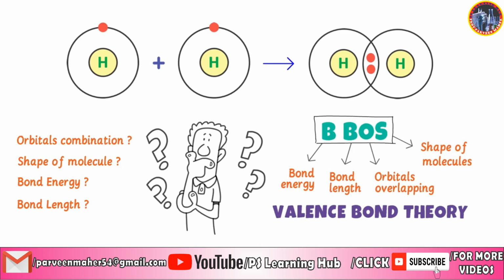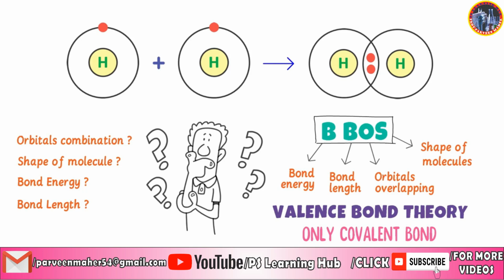So if I ask you what is valence bond theory or VBT, your answer is simple. Valence bond theory teaches us big boss, I mean bond energy, bond length, orbitals overlapping and shape of a molecule. Also remember that VBT only explains the formation of a covalent bond. It does not explain ionic bond and metallic bond. Thus note down all these important points.